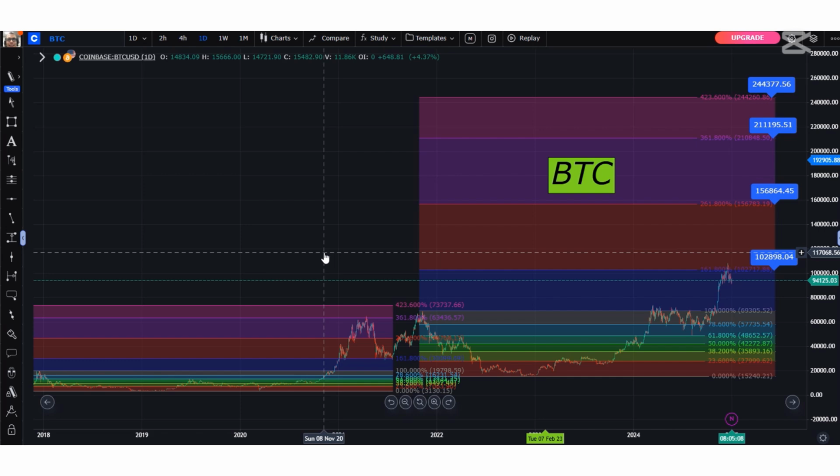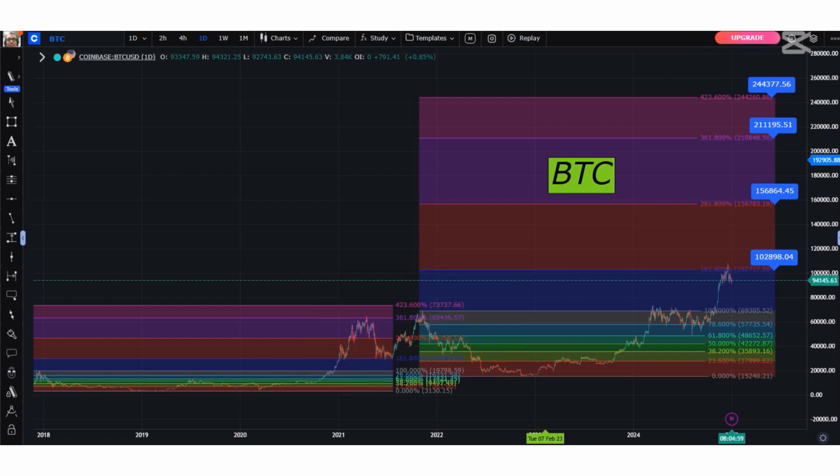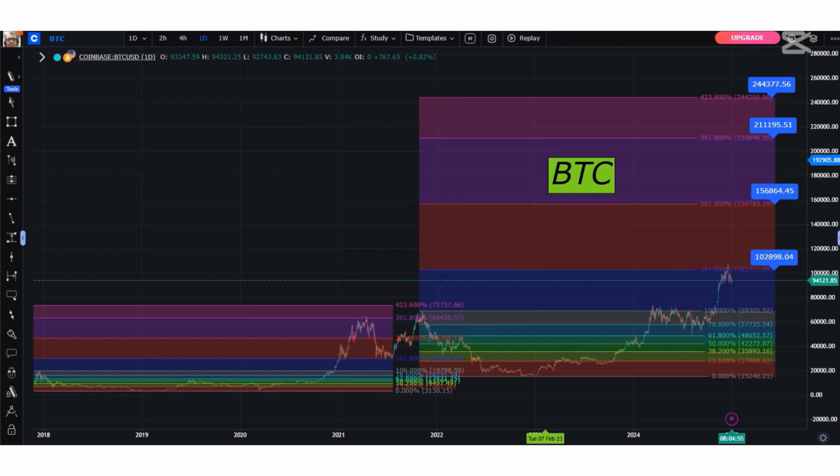Hey, crypto hero. I want to bring this to you right now because this is the Fibonacci retracement tool. Have you ever wondered how crypto traders seem to predict exact price levels?